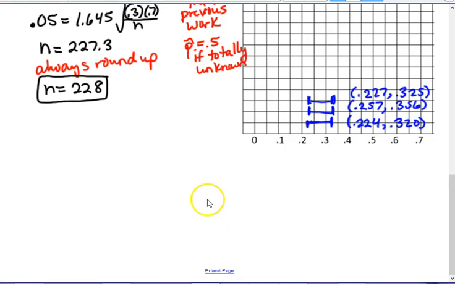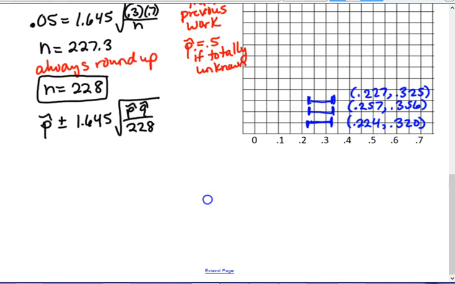So our interval would have looked something like this: whatever p-hat they got, p-hat plus or minus 1.645 times the square root of p-hat q-hat over 228. Since this number is so much bigger than 50, that's going to make my margin of error smaller.